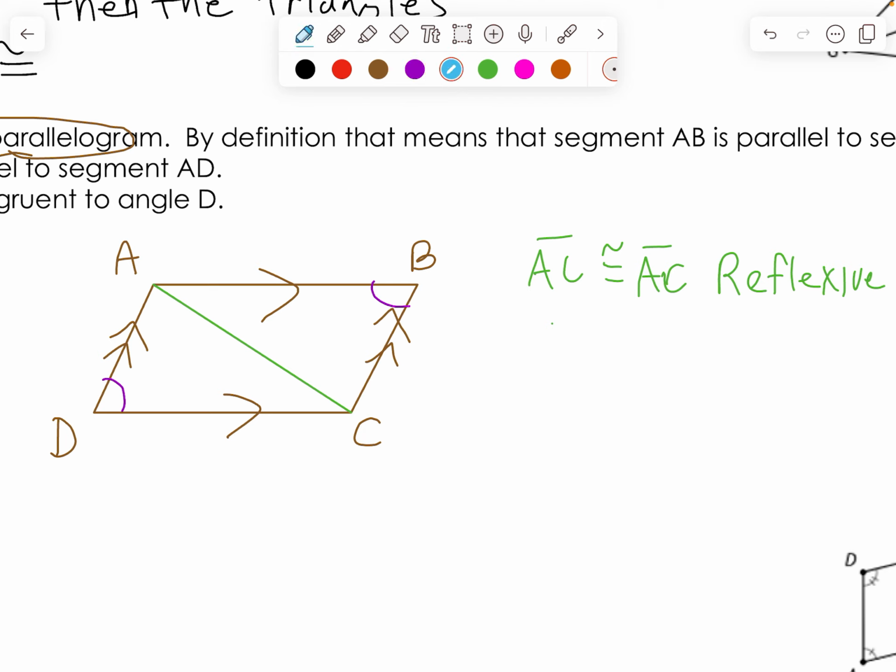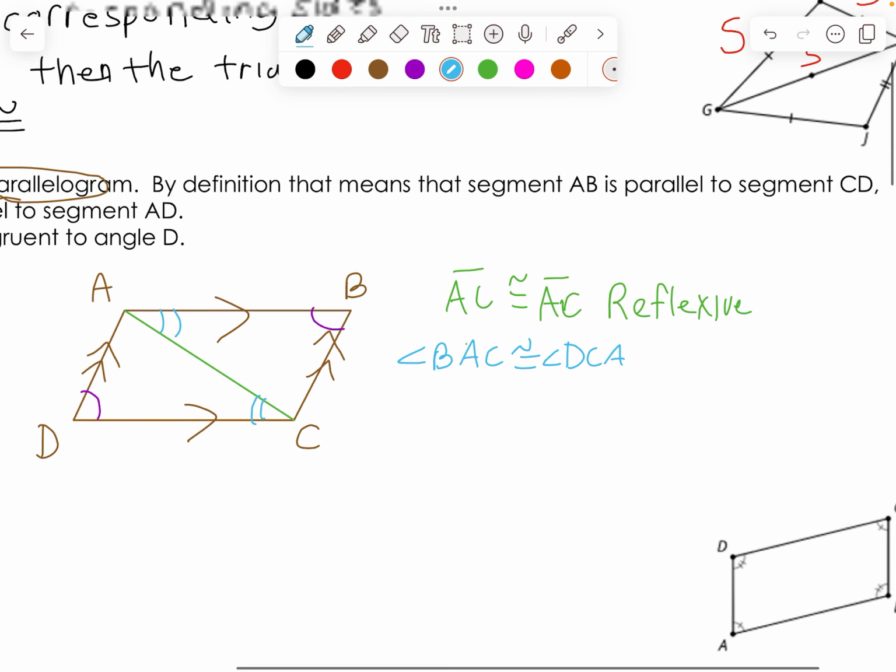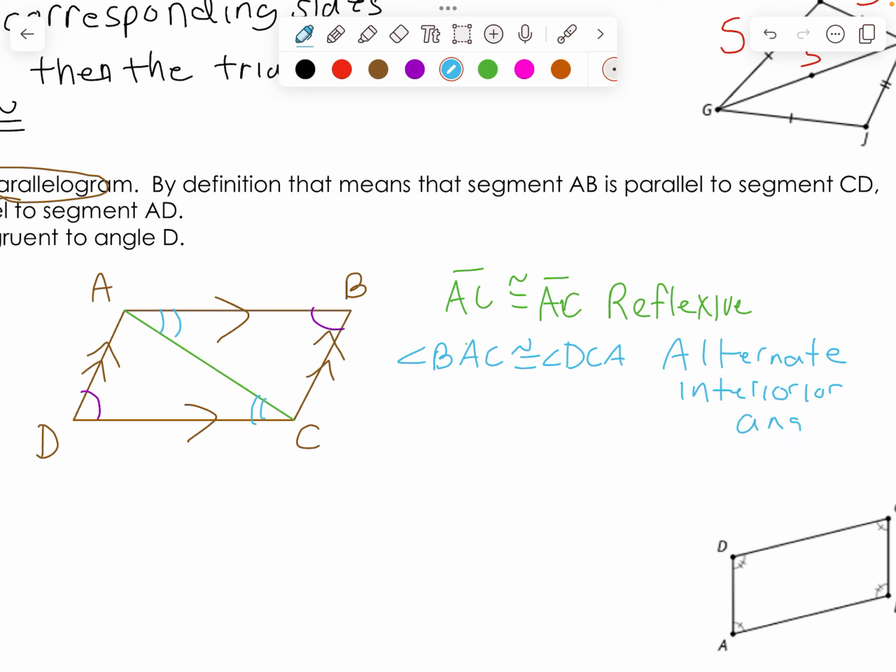Okay. I know that angle BAC is congruent to angle DCA, alternate interior angles, okay.